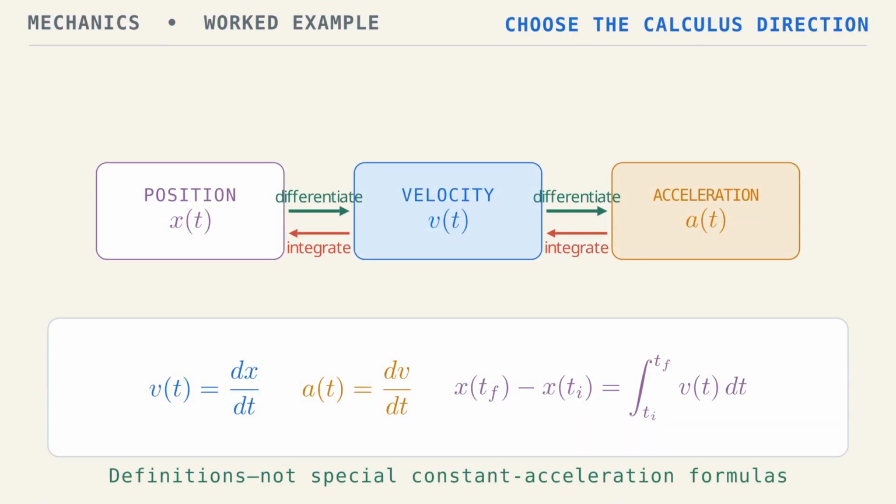Moving from position to velocity, or from velocity to acceleration, requires differentiation. Moving backward from velocity to a change in position requires integration. These are definitions, so they remain valid even when acceleration is not constant. In this problem, differentiate the given velocity to get acceleration, then integrate the same velocity to get position.